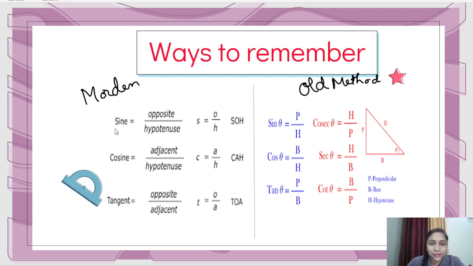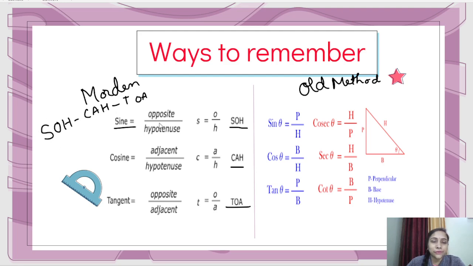This is the full form of sine, S-I-N-E: sine theta is equal to opposite upon hypotenuse. We are taking the first letter of all these words. So S is equal to O upon H. Similarly for cosine, C is equal to A upon H. Tangent, T is equal to O upon A. So what are we getting here? So Ka Toa. The modern method is like this: So Ka Toa.